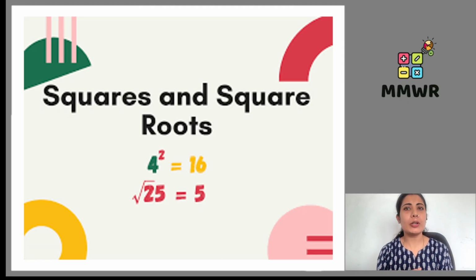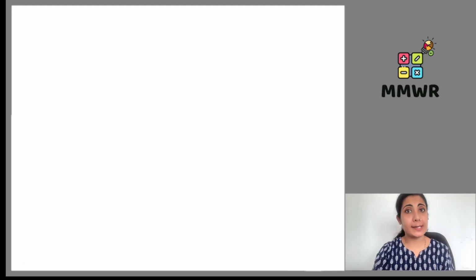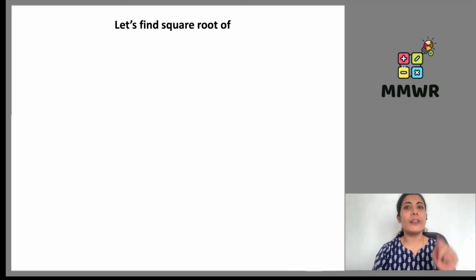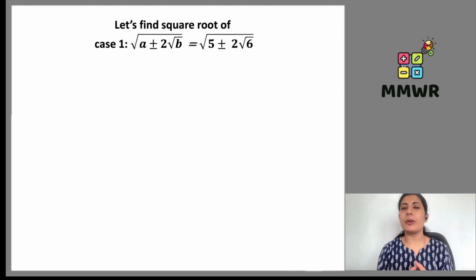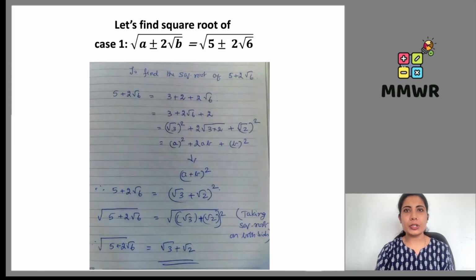In today's session we are going to learn how to find the square root with the help of identity. In such cases, we have to find the square root of a plus 2 root b. We are well aware that we have to take the help of an identity. Now, can we solve this question in seconds using the identity? Of course not. Look how lengthy the solution is.